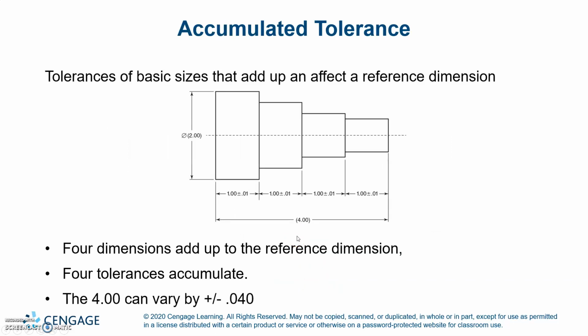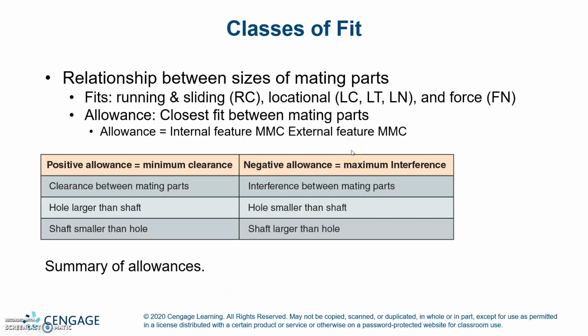Tolerances of basic sizes that add up and affect a reference dimension. 4 dimensions add up to the reference dimension. 4 tolerances accumulate. The 4 can vary by plus or minus 40 thou, what I just said.